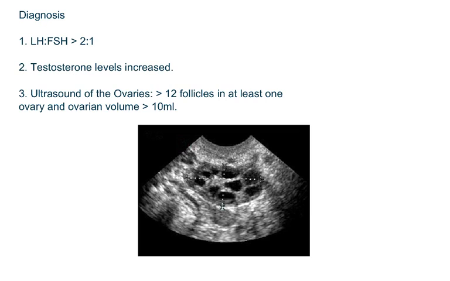If you see this ultrasound picture, then this is the ovary, okay, and these black pockets you see, these are the follicular cysts.